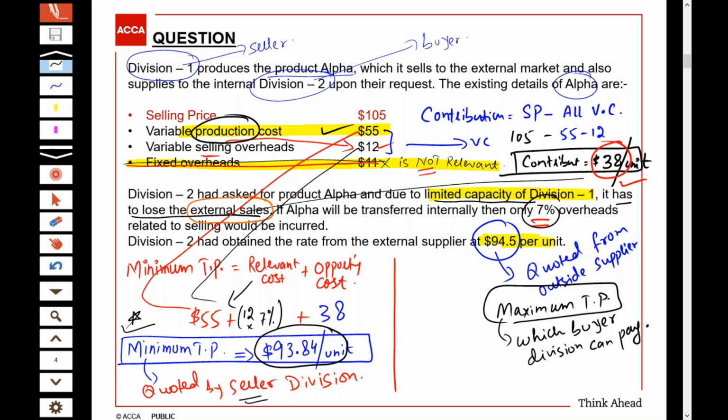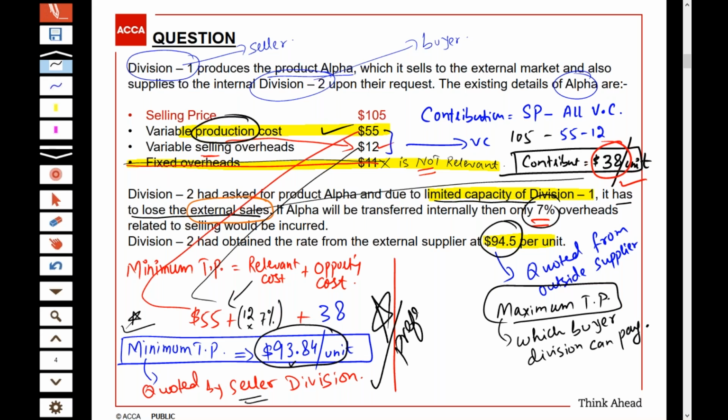Imagine you first went to the market and obtained this rate, and then you made up your mind that this product is worth 94.5 per unit. Then you came to me, your internal division, and I am quoting you at least 93.84. Now it is up to you whether you want to purchase from me or from outside.